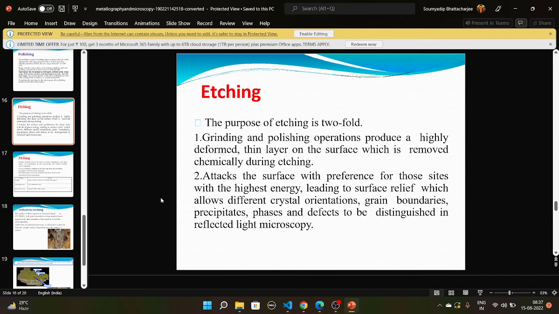If we attack the surface with preference, meaning immediately after the polishing you etch it, what will happen? Your incident ray and reflected ray will make some angles. In the final structure, what you see under the microscope, you will be able to differentiate between the grains and the grain boundaries. That is the thing being mentioned here. So etching will ensure that the incident ray and the reflected ray have some angles. The different zones will be totally clear. Other than energy calculation, highest energy, lowest energy, you are not doing that here. I am only telling you the purpose.